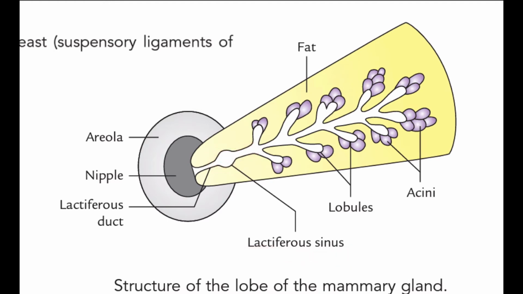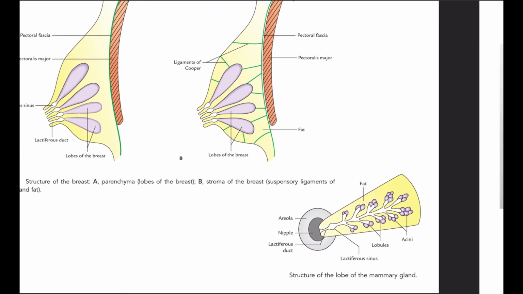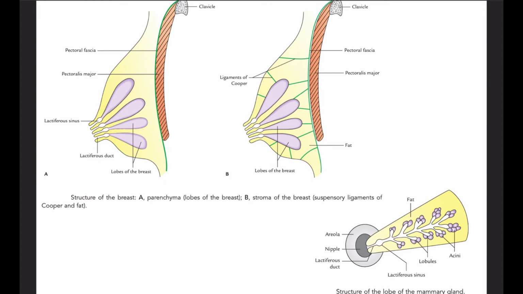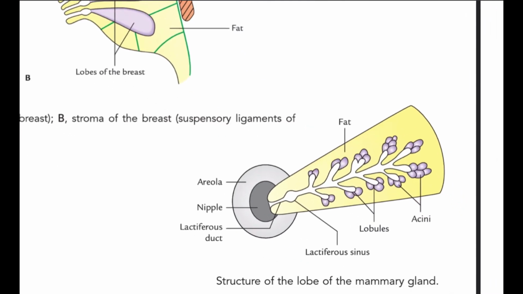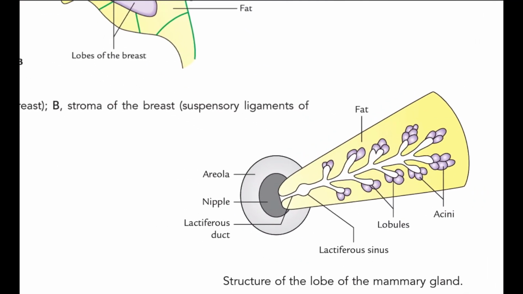Again, the parenchyma or glandular tissue of the breast secretes milk to feed the newborn baby. This glandular tissue consists of about 15 to 20 lobes arranged in a radial fashion like the spokes of a wheel, and it converges towards the nipple. Each lobe is divided into lobules.